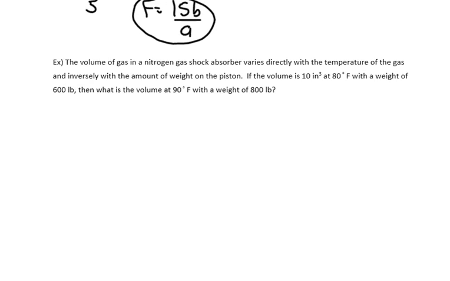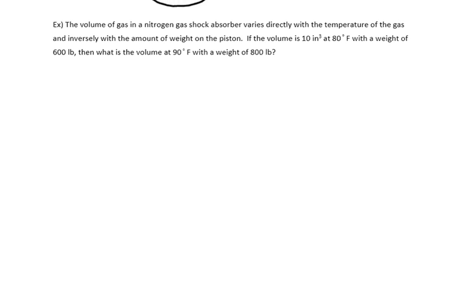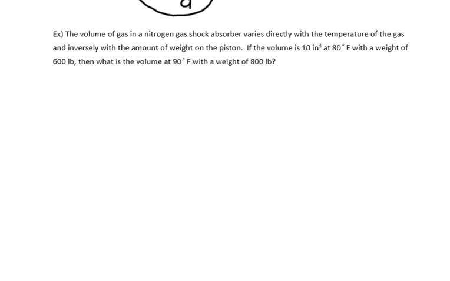All right, so the one application problem that deals with variation would be this. The volume of gas in a nitrogen gas shock absorber varies directly with the temperature of the gas and inversely with the amount of weight on the piston. If the volume is 10 inches cubed at 80 degrees Fahrenheit with a weight of 600 pounds, then what is the volume at 90 degrees Fahrenheit with a weight of 800 pounds? So before anything else, we need to write an equation.